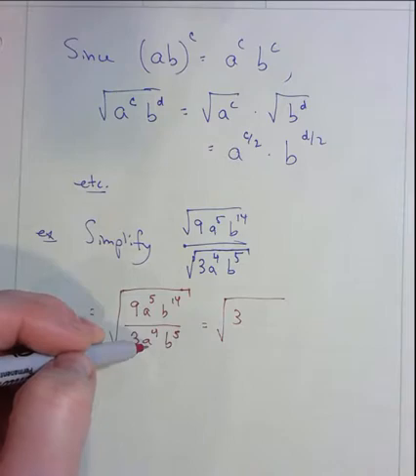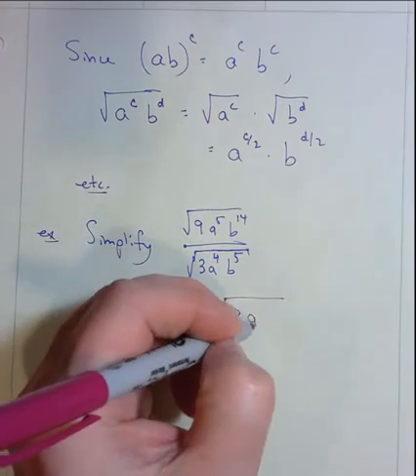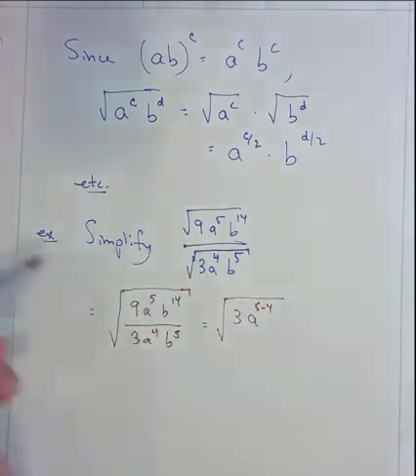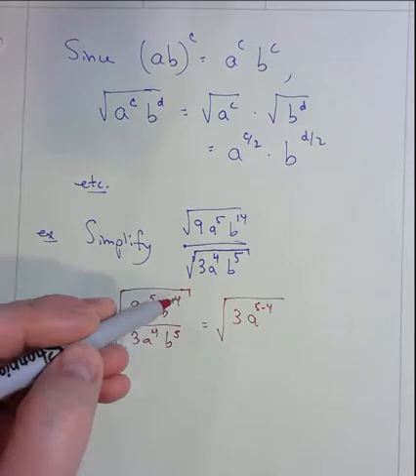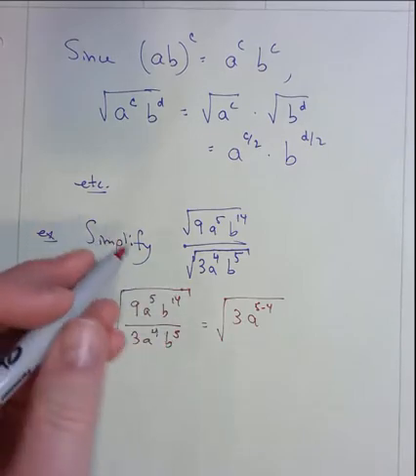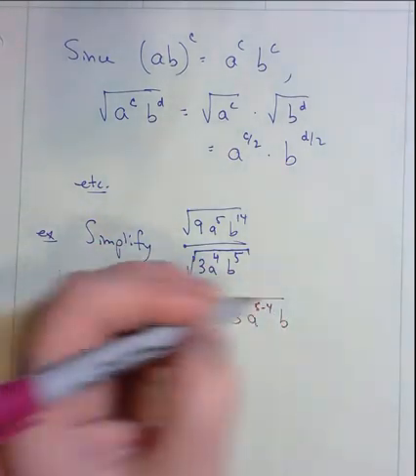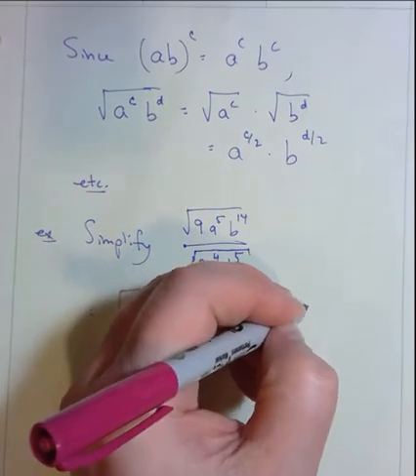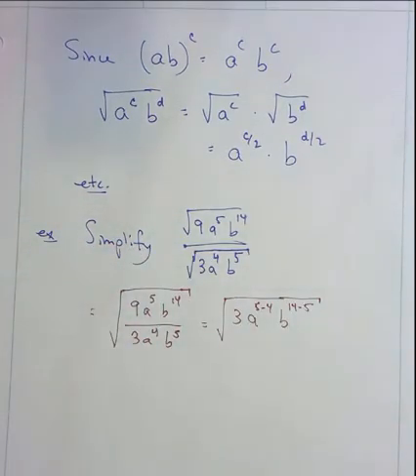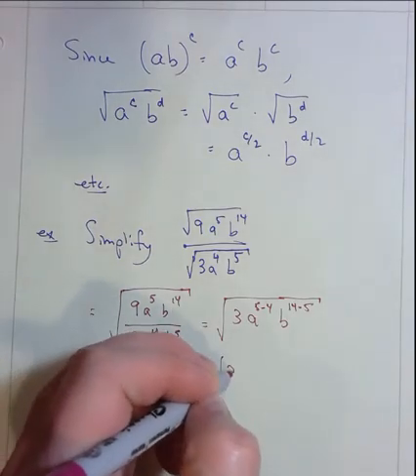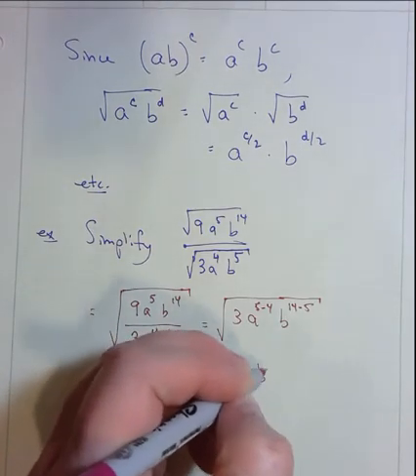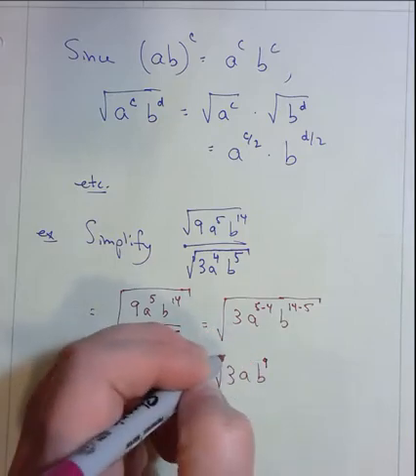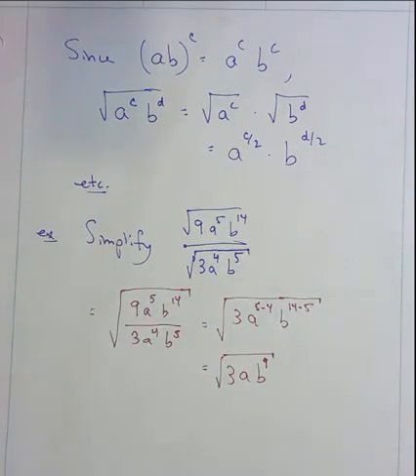Well, in a quotient, what do we do? We subtract the exponents. So that's a^(5-4). And then here, b^14 divided by b^5. Once again, we subtract the exponents. And I'm trying to be careful and showing this intermediate step, although it isn't totally necessary because it's pretty straightforward. We get to there. So the square root of 3 times a times b^9.